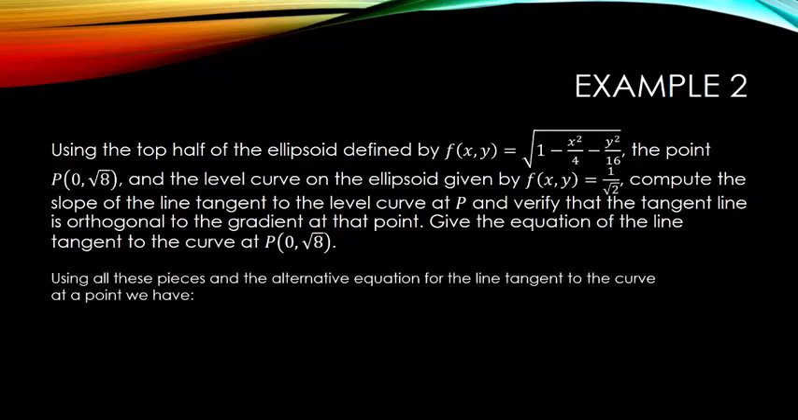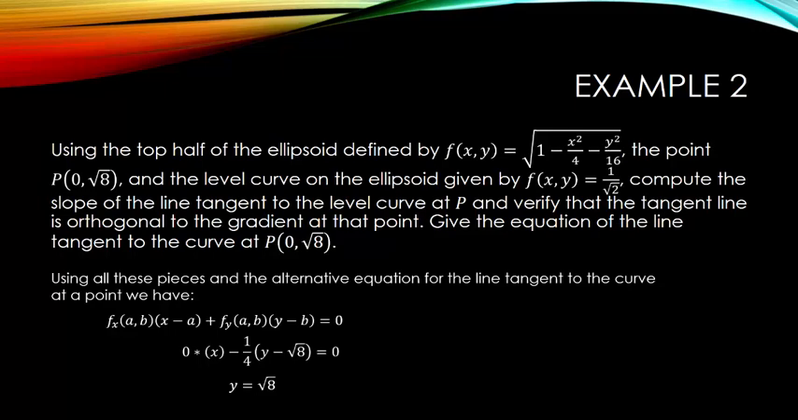Now finally, I want to put all these pieces together and use the alternative equation for the line tangent to the curve at a point, which is the formula fx(a,b) times the quantity (x - a) plus fy(a,b) times the quantity (y - b) is equal to 0. I'm going to plug in 0 for a and √8 for b. I get 0 times x minus 1/4 times the quantity (y - √8) is equal to 0. This reduces to the equation y = √8. This is the equation for the line tangent to the curve at the point (0, √8).